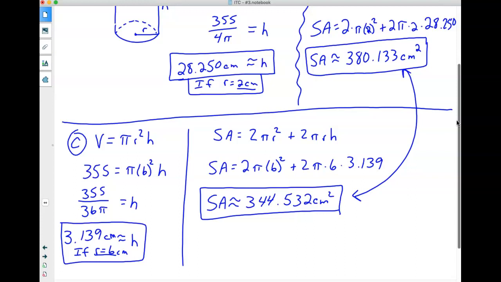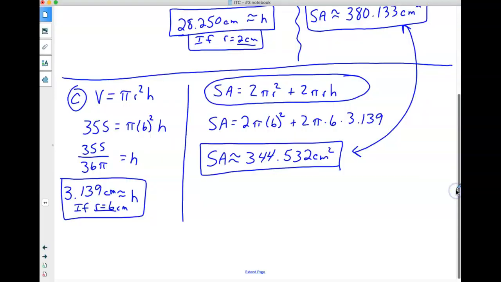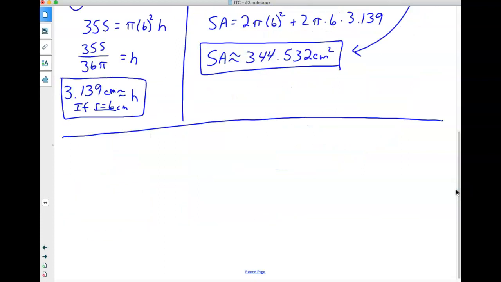Okay? But we want to minimize the amount of material that we are going to use to hold these 12 fluid ounces or 355 milliliters. In order to do that, if you look at the surface area, there's more than one variable in there. We can't type that into our calculator. It won't graph anything for us, okay? So what we're going to do is we're going to go on to part D.